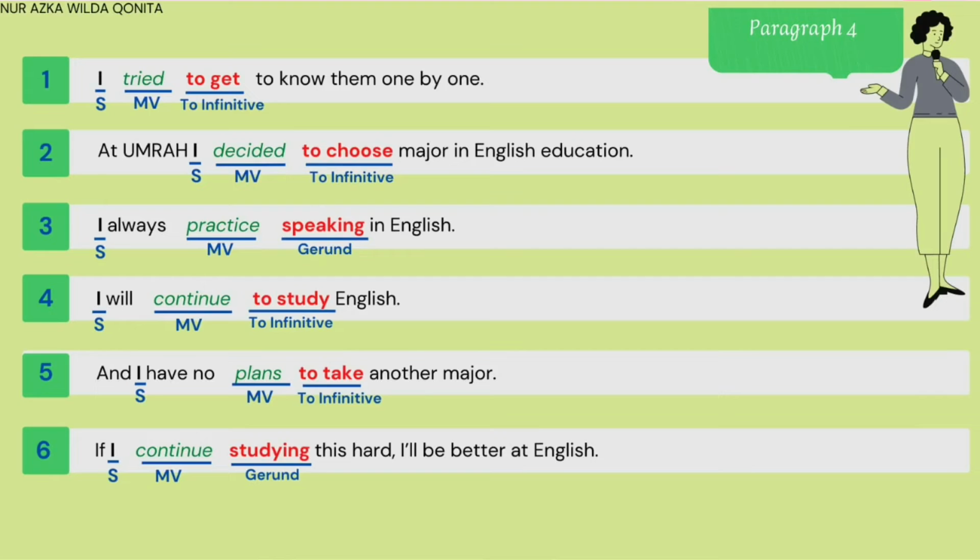the gerund. And number 4, I will continue to study English. So I in here is the subject, continue in here is the main verb, to study in here is the to infinitive. Number 5, and I have no plans to take another major.